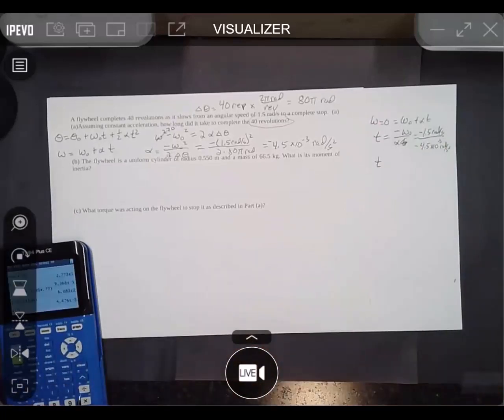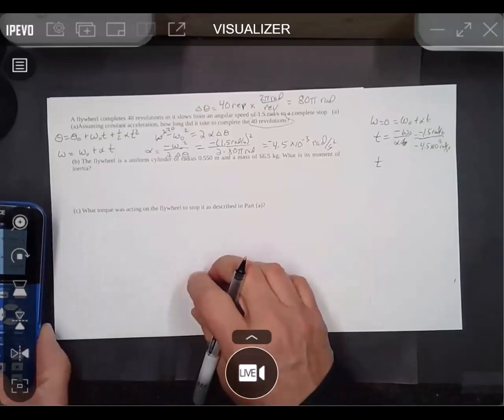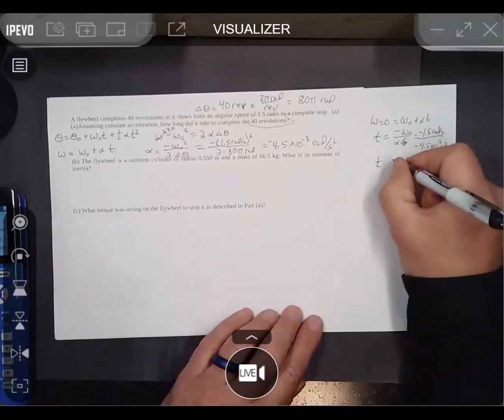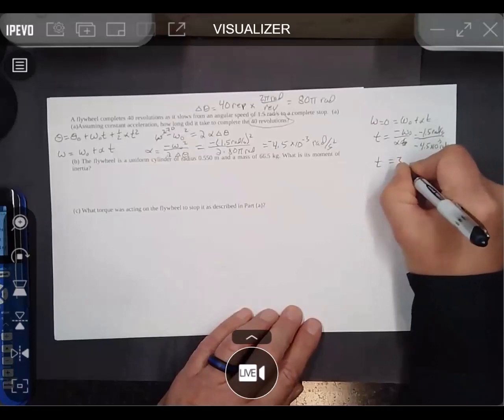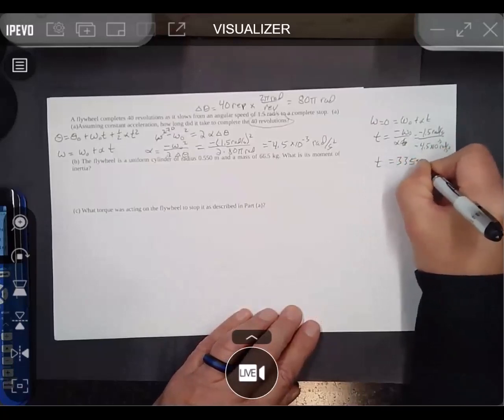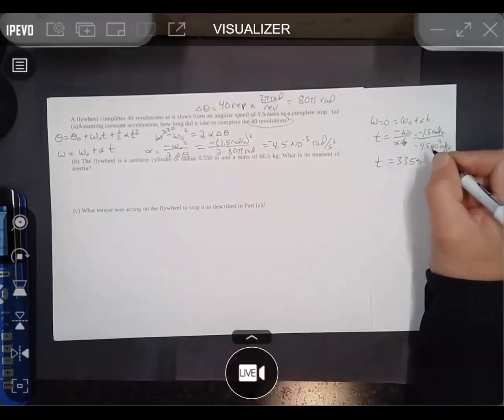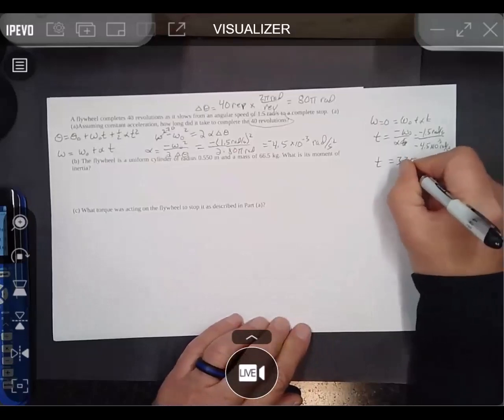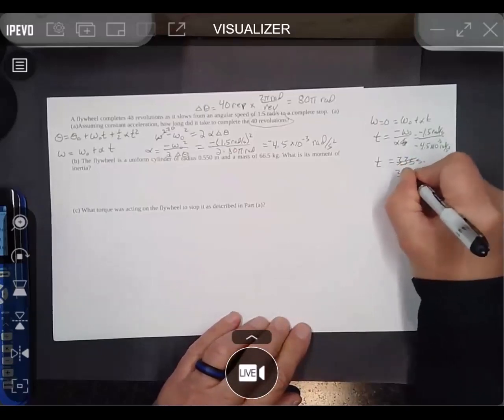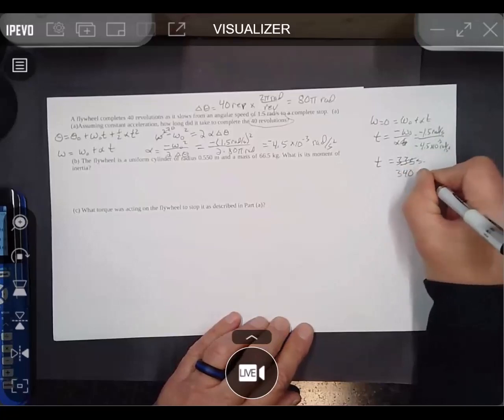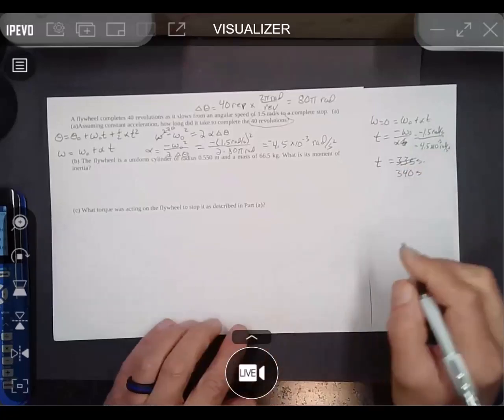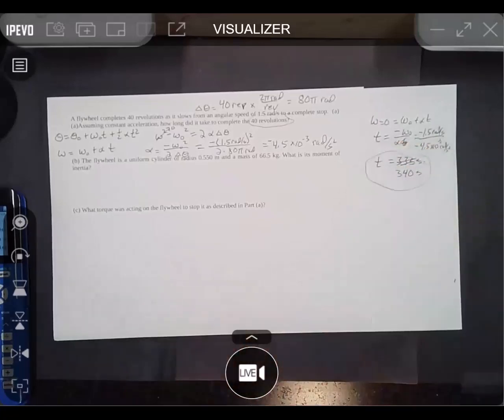I get 335 seconds. So a long time. Which would actually round to 2 significant figures, that'd be 340 seconds. So that's how long it takes to stop, which is almost 6 minutes. It's 5 2/3 minutes.